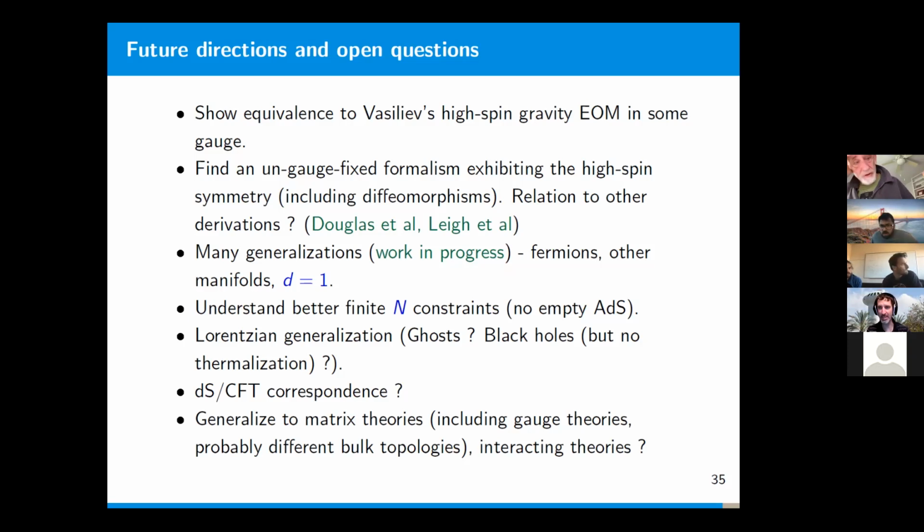Well, I'm not sure what you mean. I just meant, is there any indication in this case? One thing you could try to do is go to bilocal variables between these copies and see whether you can form wormholes or something like that.